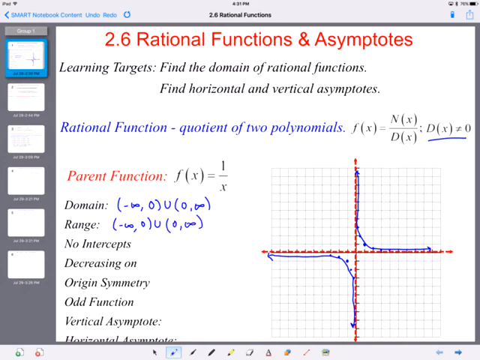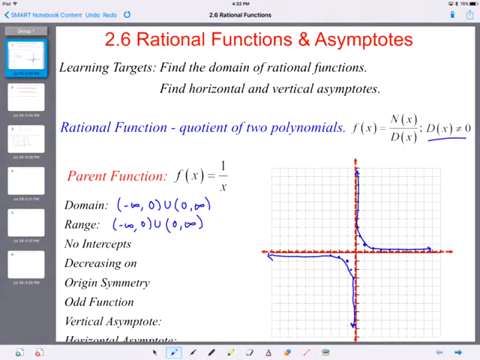We have no intercepts. It doesn't cross the x-axis or the y-axis of the parent function. And the function is decreasing where? Well, if you look at this function, I'm going to kind of use a highlighter, as you read this left to right, what is happening to the y values? They're decreasing. And then when I pick it up on this side, y is at infinity, and then as it comes down, y is getting smaller and smaller, and gets closer and closer to zero. So it's decreasing throughout the entire graph.